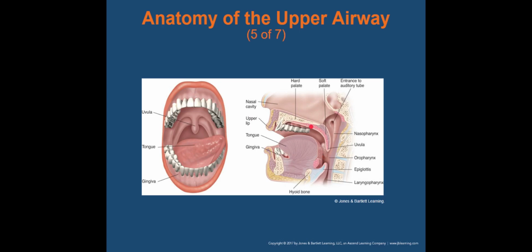And of course, we have the soft palate, the hard palate. The soft palate is a bunch of soft tissues. And the tongue, of course, is a large muscular organ in the oral area and extends all the way down to the oral pharynx where it meets up with the epiglottis. And gingiva, of course, refers to the gums around the teeth.